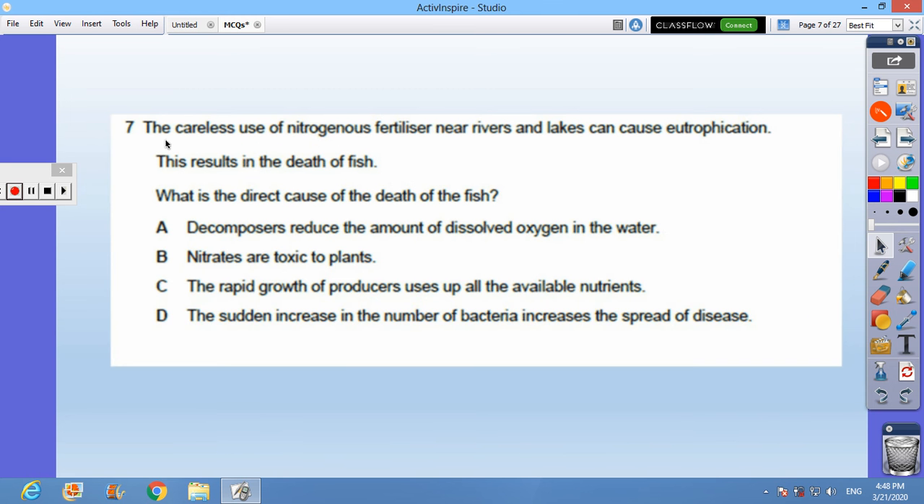7. The careless use of nitrogenous fertilizers near rivers and lakes can cause eutrophication. This results in the death of fish. What is the direct cause of death of fish? What happens if fish do die? Decomposers reduce the amount of dissolved oxygen in the water. This is correct.